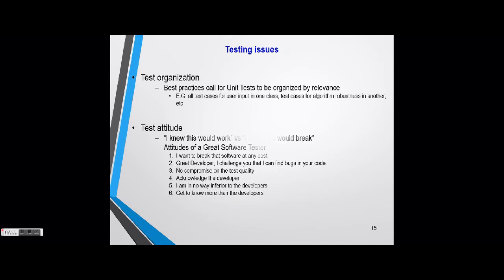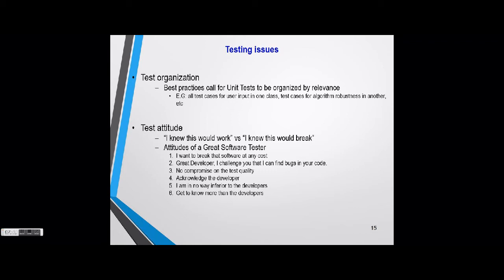Now, some testing issues. Best practices call for your tests to be organized by relevance. For instance, all your test cases for user input should be in one class, and all your test cases for algorithm robustness should be in another class. The idea is that there's a certain attitude when it comes to testing. In my first software engineering job, my manager sat me down and talked to me about this. She was essentially saying that a good developer should have the idea that, I knew this would work. I created this algorithm and I studied it and I knew it would work.